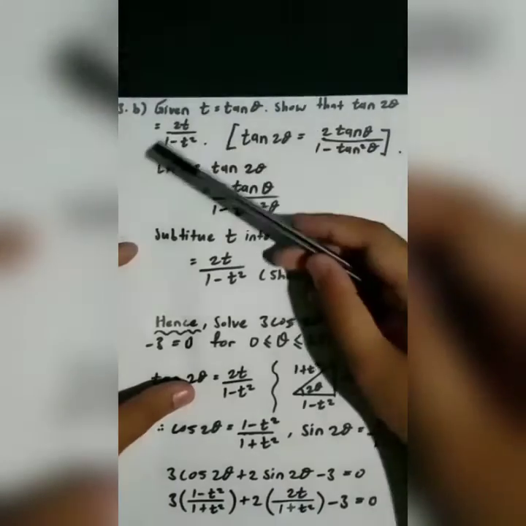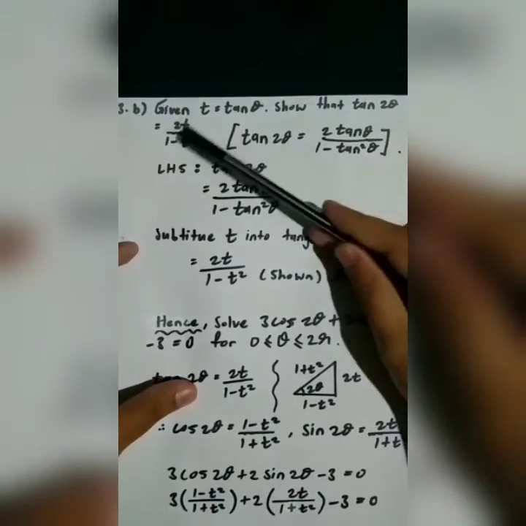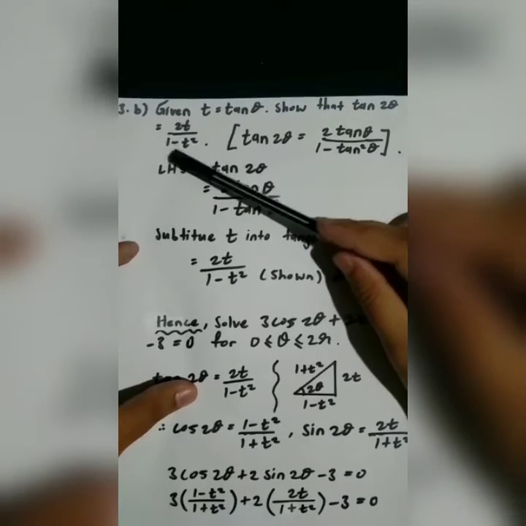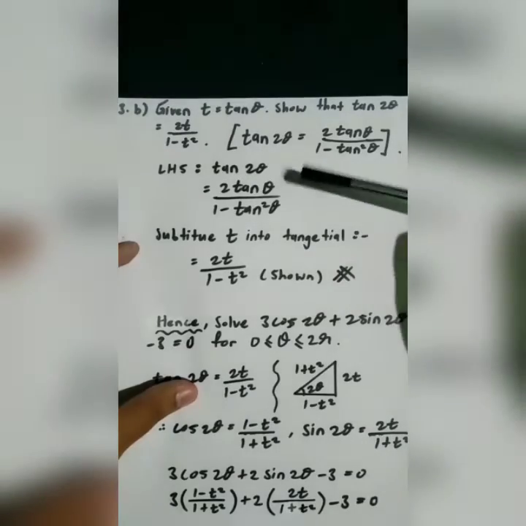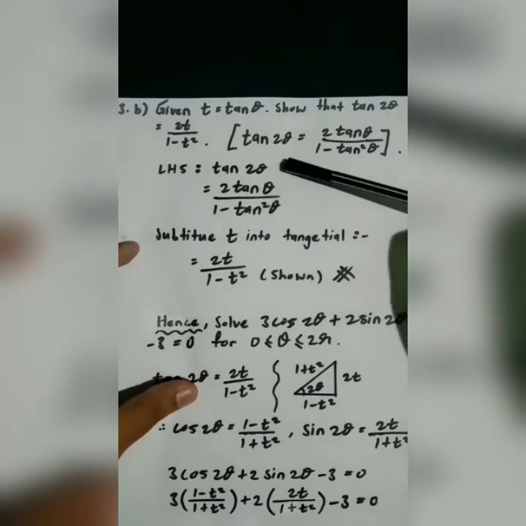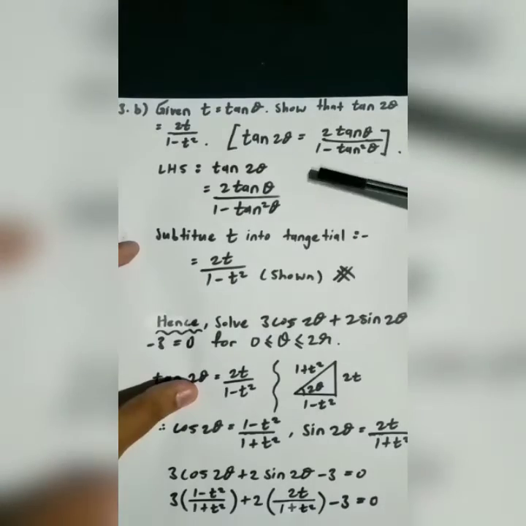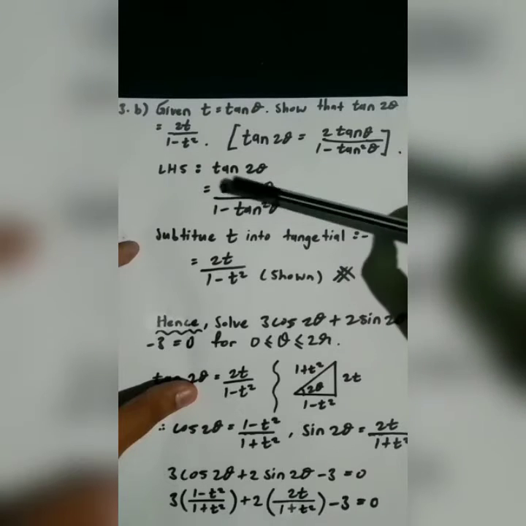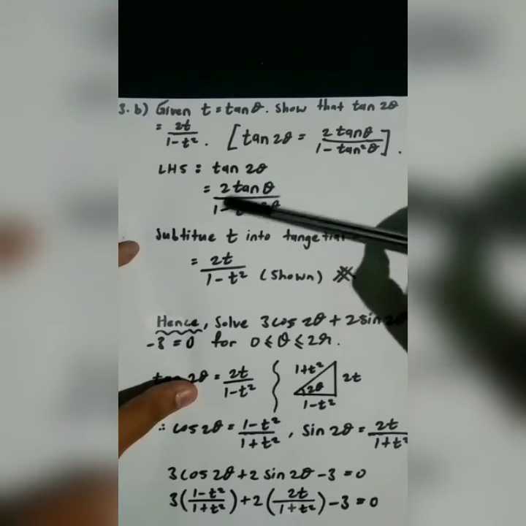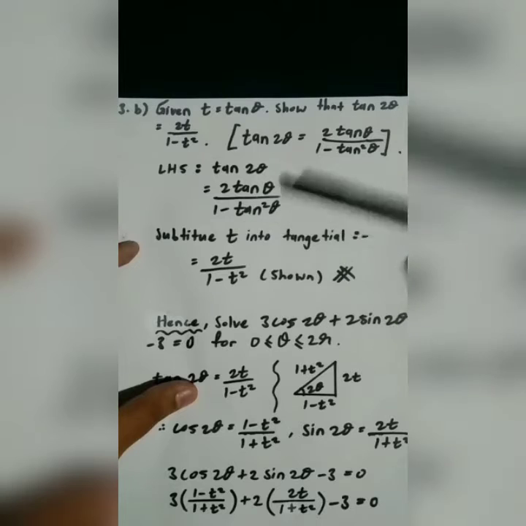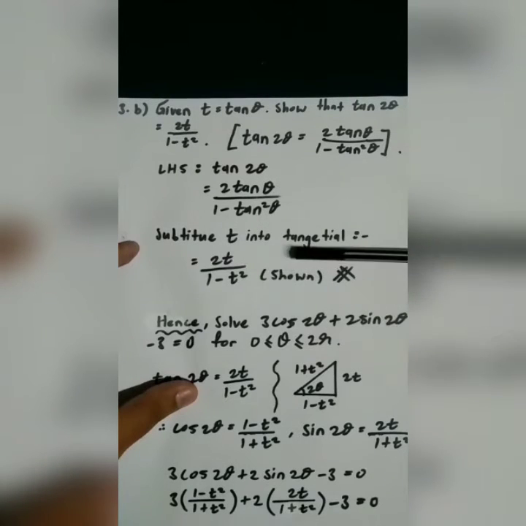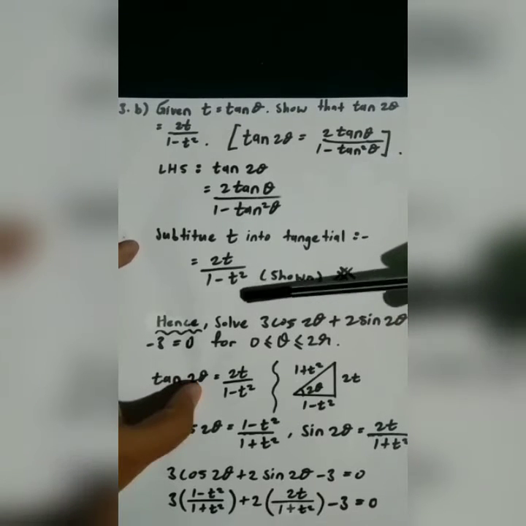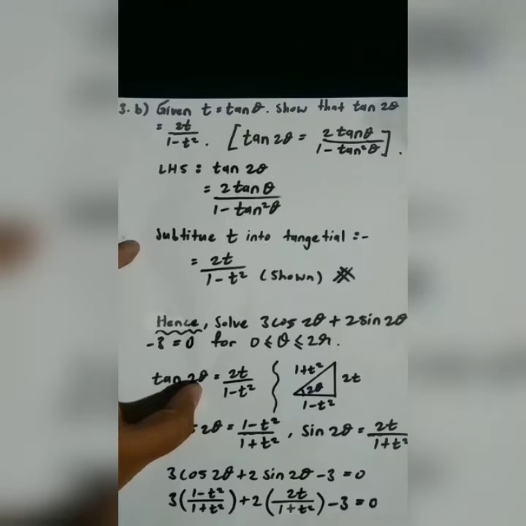Okay, next we will continue with question 3b. Given t is equal to tan theta, show that tan 2 theta is equal to 2t over 1 minus t squared. If we look at the double angle formula, tan 2 theta is equal to 2 tan theta over 1 minus tan squared theta. Using the left hand side, which is tan 2 theta, it equals 2 tan theta over 1 minus tan squared theta. After that, we substitute t for tan theta, and the final answer will be 2t over 1 minus t squared. And the result is proven.